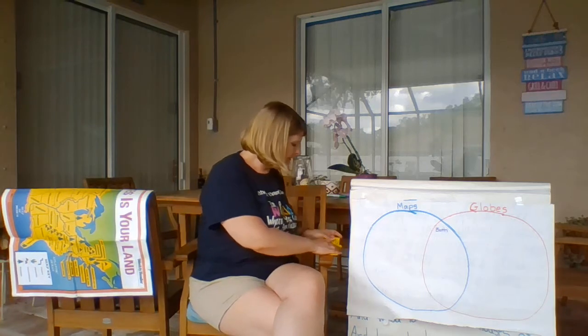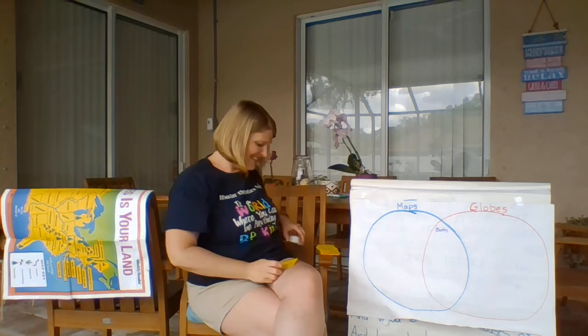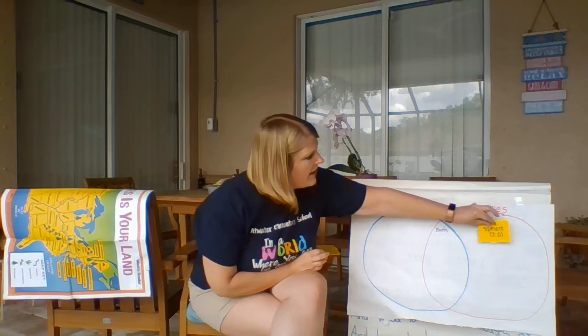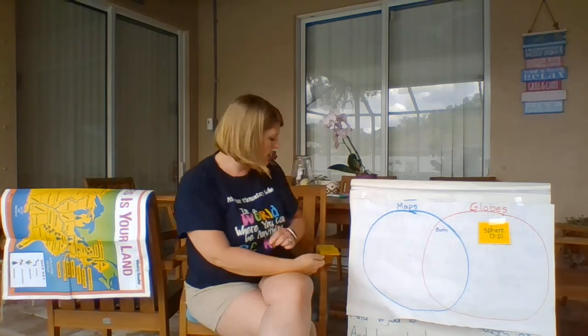So let's start with the first one. The first one says sphere, 3D. So which one is a sphere shape that is 3D? Is that a map or is it a globe? You're right, it is the globe. Great job. So we're going to stick that one, sphere, right over there in the globe section. There's that one.